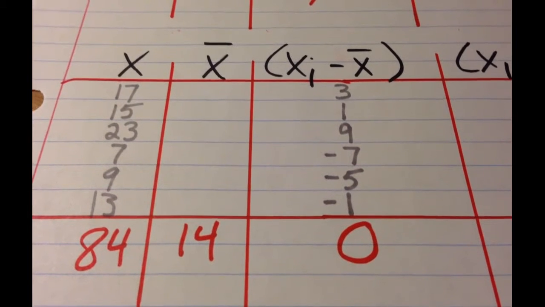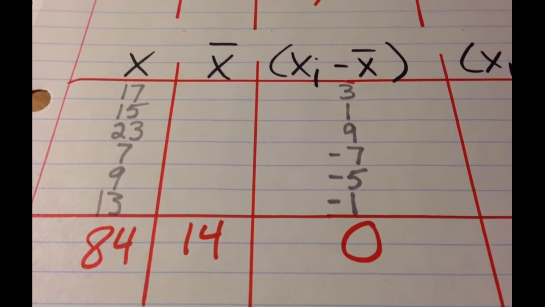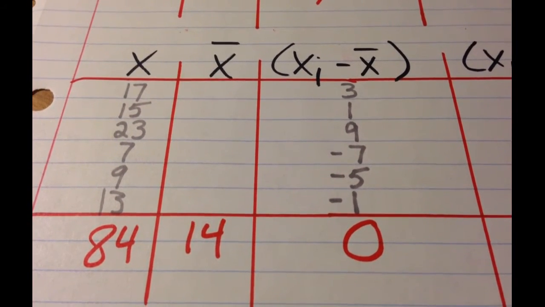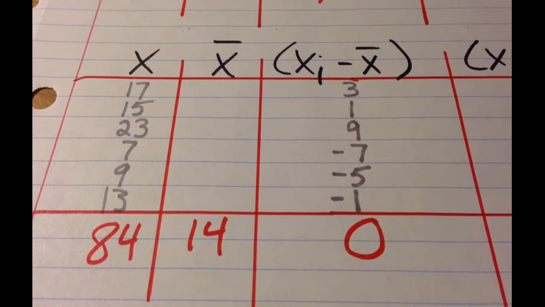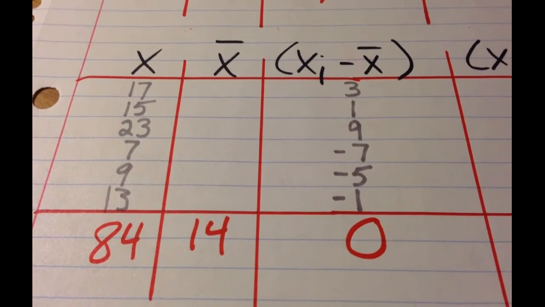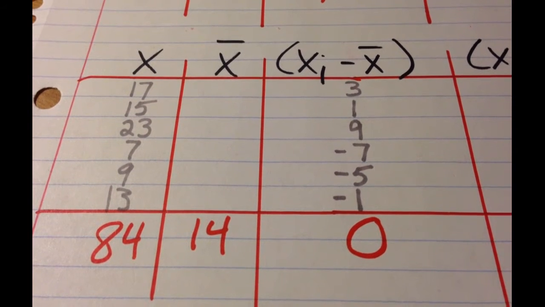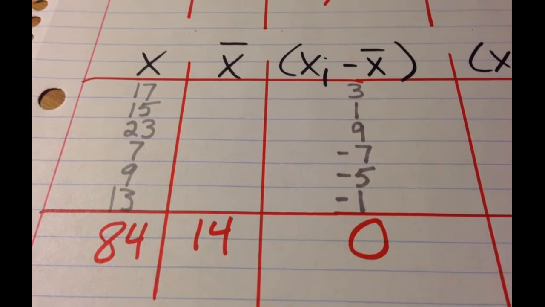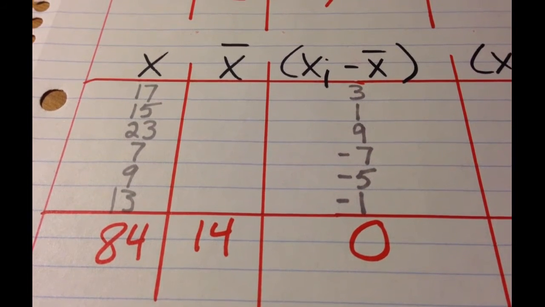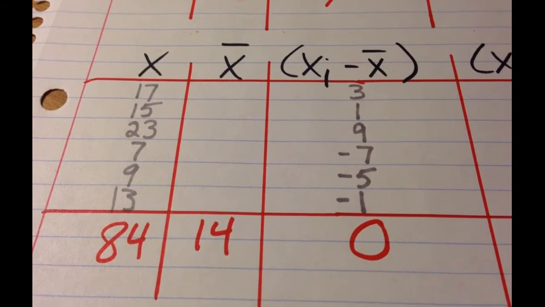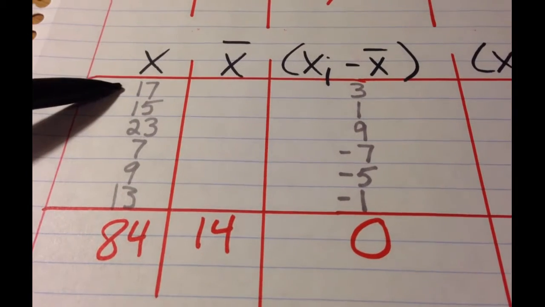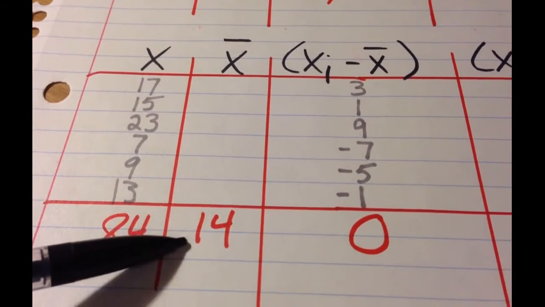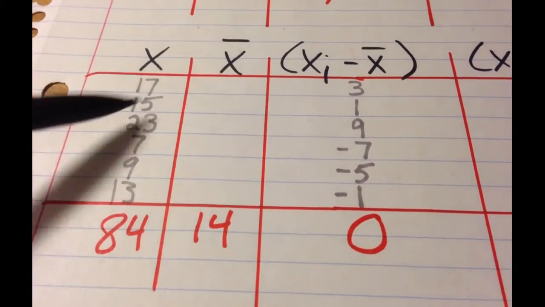Next, subtract the mean from each term. To fill the third column, simply take each term for the sample observations and subtract 14, the sample mean, from it. You can check your work by adding up all of the results and confirming that they add up to 0. Here's how to subtract the average from each sample observation. 17 minus 14 is 3. 15.